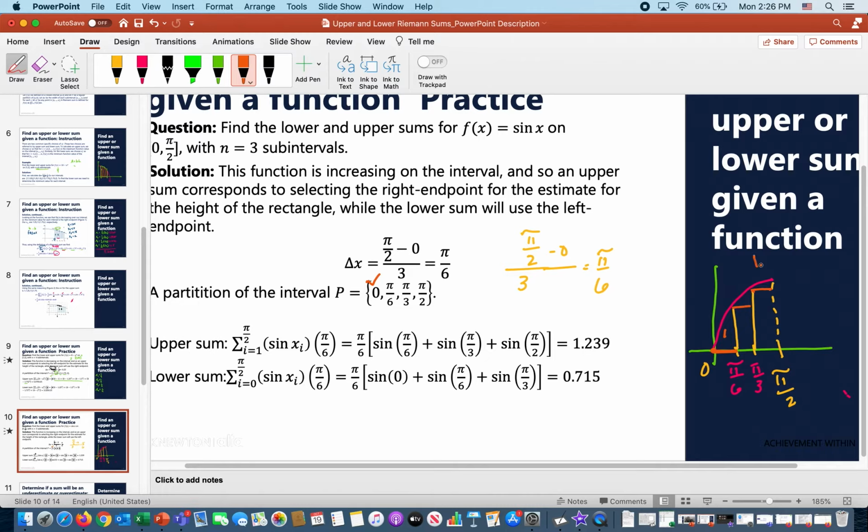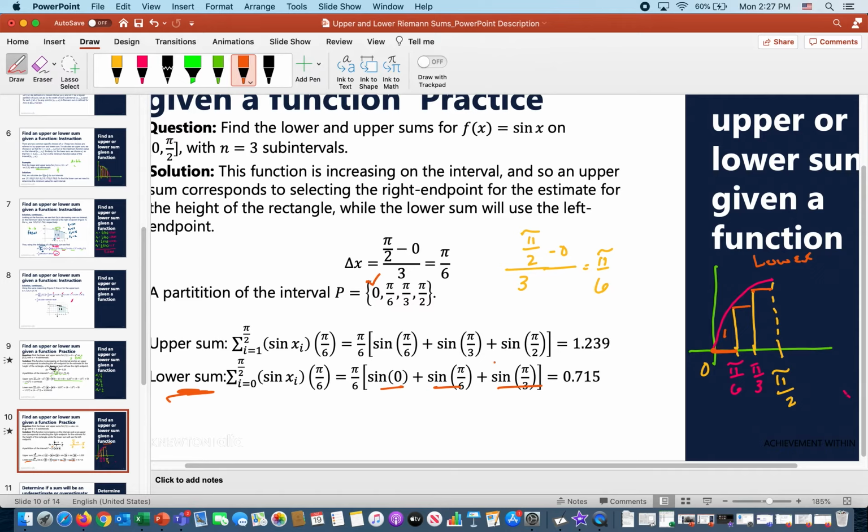Now remember, this is for a lower sum. So the lower sum is this one right here. You'll notice we start with the sine of 0, the sine of pi over 6, and the sine of pi over 3. And these are decimal values, so you can use your calculator. The sine of 0 is 0.